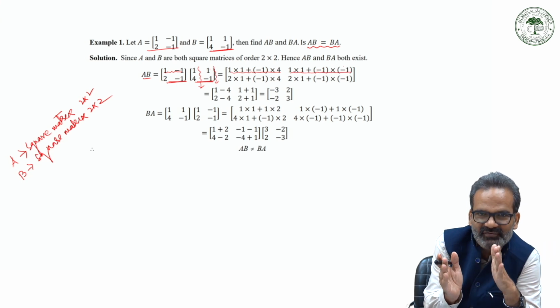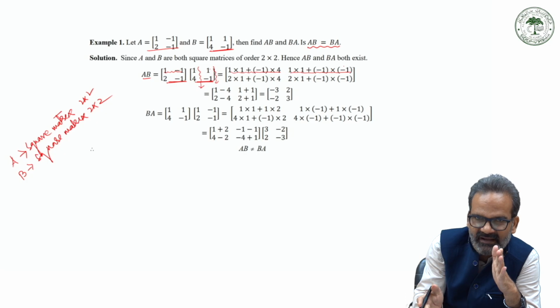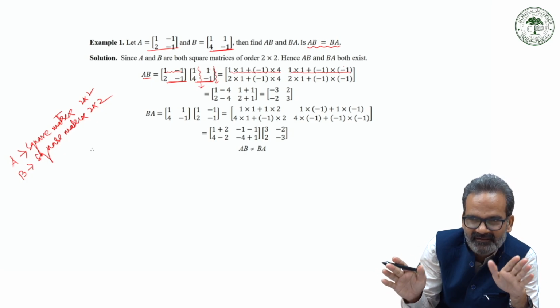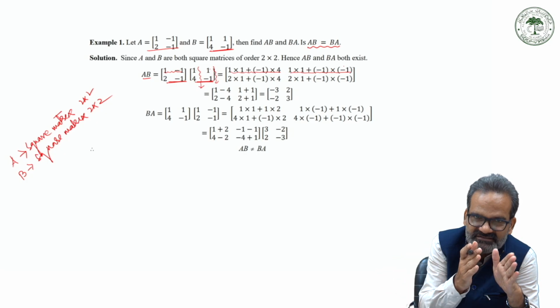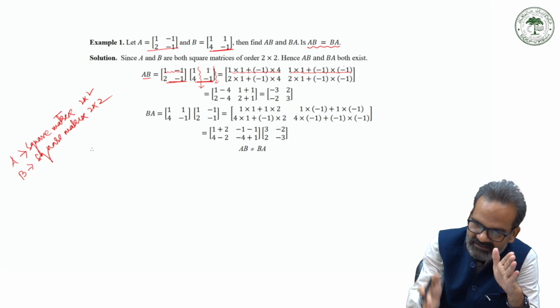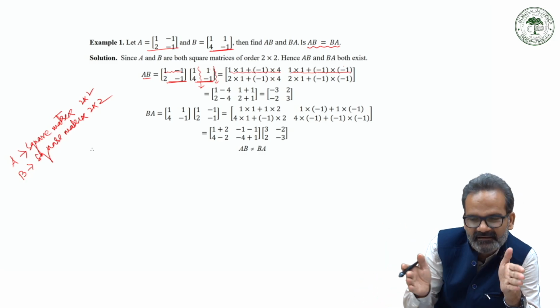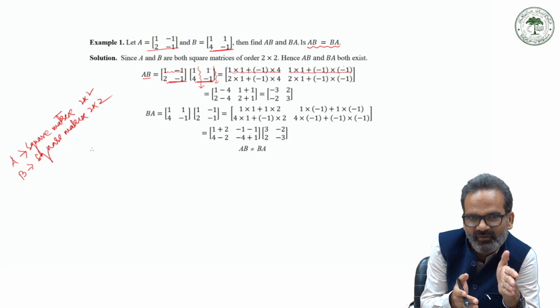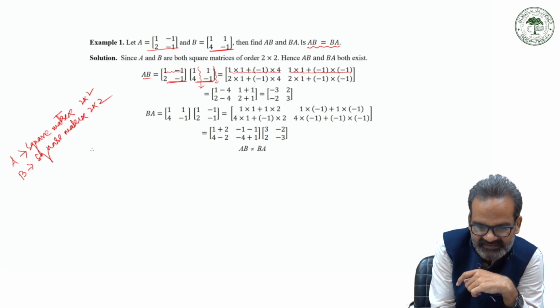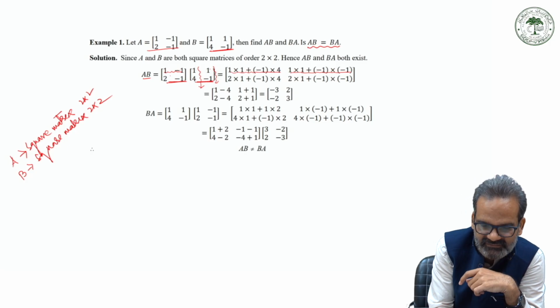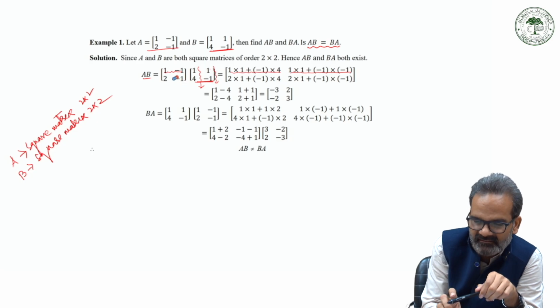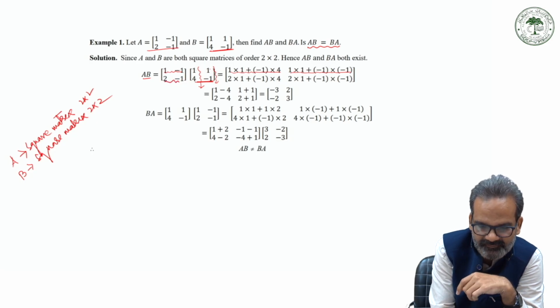The operations of the first row with all the columns of the second matrix are now over. Then repeat the same operation for the second row of the first matrix. The second row is 2 and minus 1. Multiply this row with the first column: 2 into 1 plus minus 1 into 4.